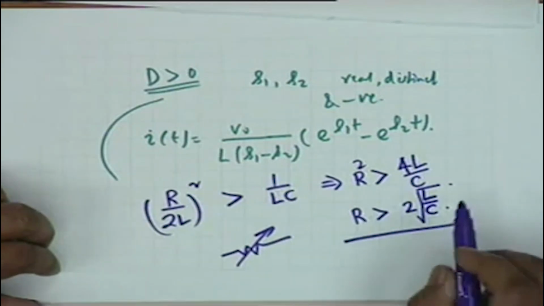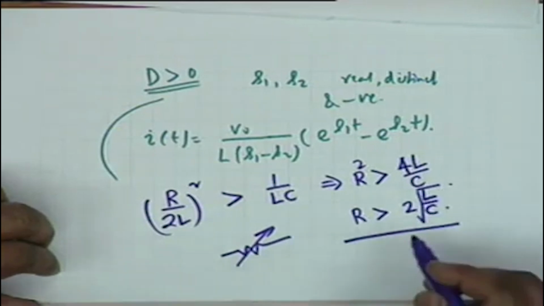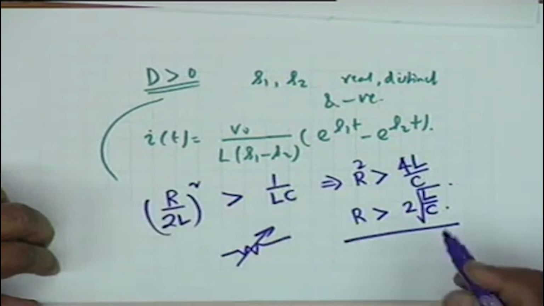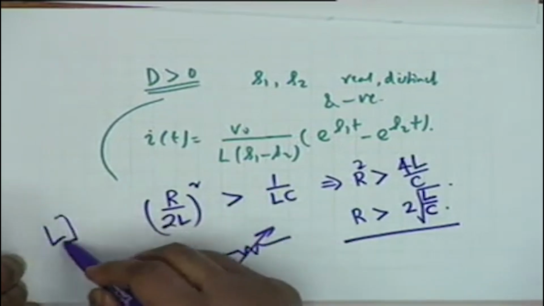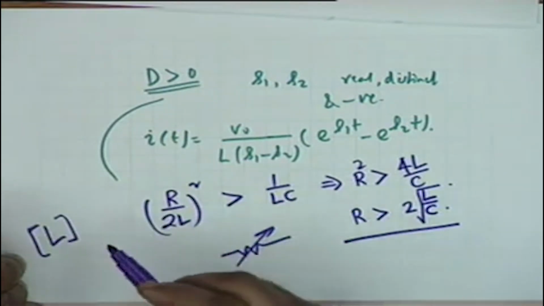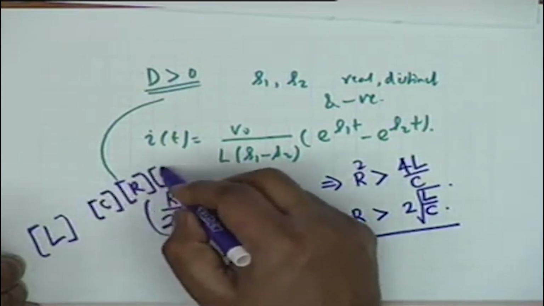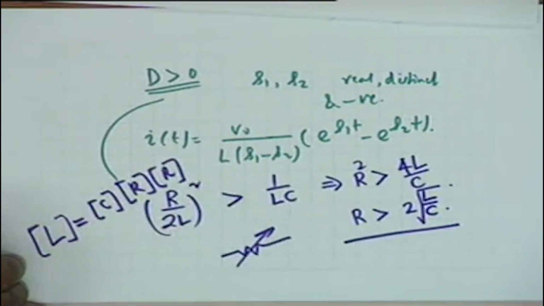Alright. The other thing that I want you to notice is that square root of L by C obviously has the dimension of resistance. Isn't that right? So if you wish to express the dimension of L in terms of the dimension of C and R squared, then obviously L would be equal to CR squared.